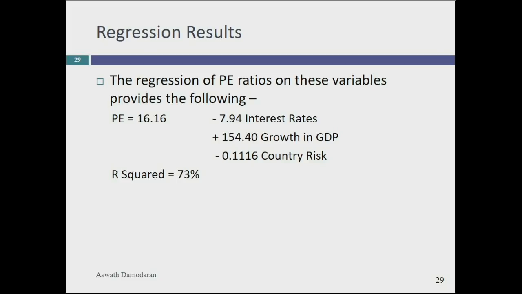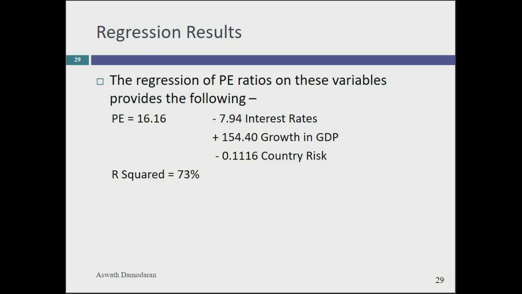Minus 7.94 times interest rate. So first tell me what the sign on that interest rate term is telling me, and then tell me how I'd use it. What does it tell me? If interest rates are high in your country, your PE ratio is going to be lower. Okay, that makes sense. High interest rates, low PE ratios. Let's take the next one. Plus 154.4 times real growth in GDP. So if you have higher real growth, you have a higher PE. Again, makes sense. And finally, the riskier the country, the higher the risk in a country, the lower your PE ratio. Each of the coefficients makes intuitive sense.